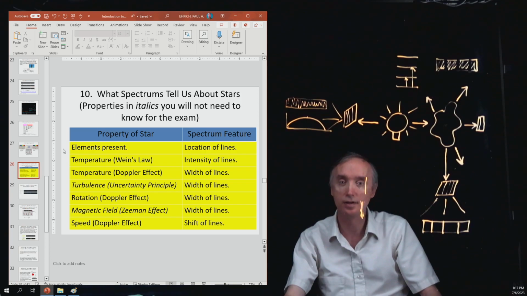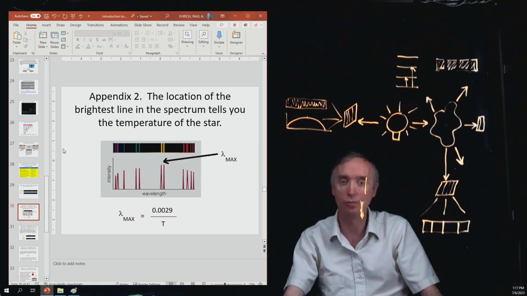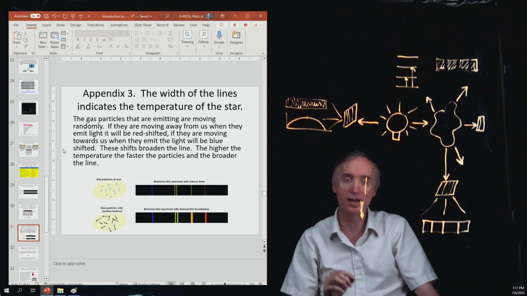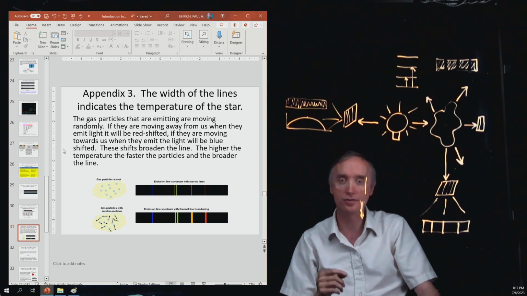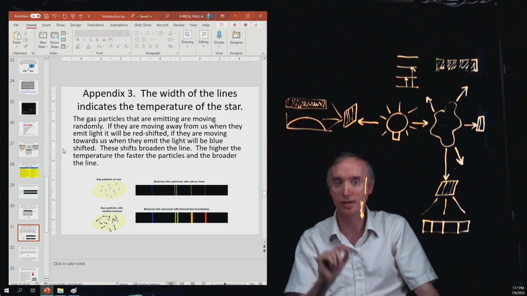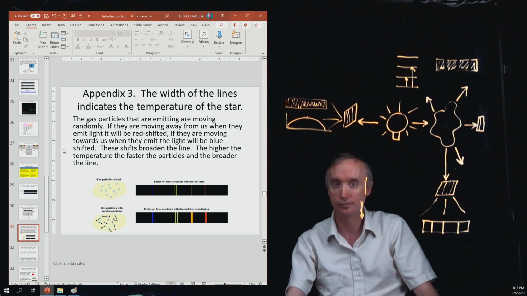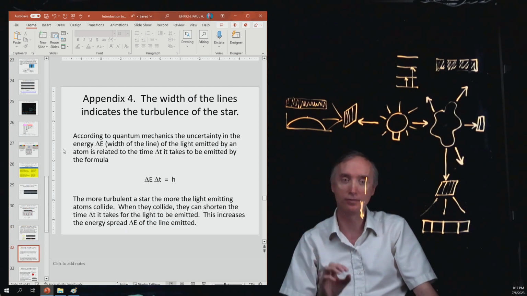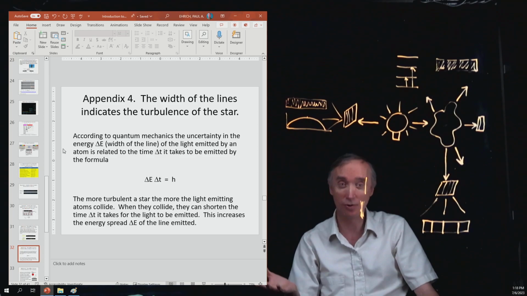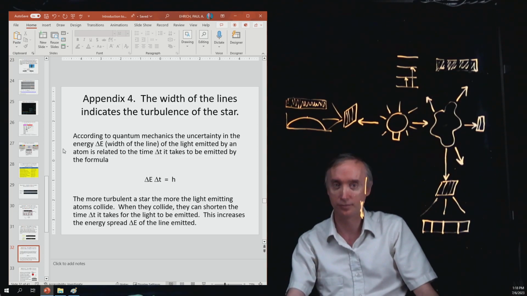Okay, then this one here, let's go back here. The next one is temperature using the Doppler effect for the width of the lines. And so this is the explanation for it. If you don't understand the explanation, don't worry about it, but just understand that the width of the lines tells you the temperature of the star. Okay, this one is kind of out there, so I would not expect you to understand this explanation, but there it is, and that explains how it tells you about the turbulence. But you didn't need to know about the turbulence to begin with.